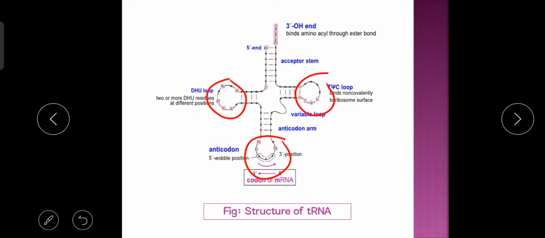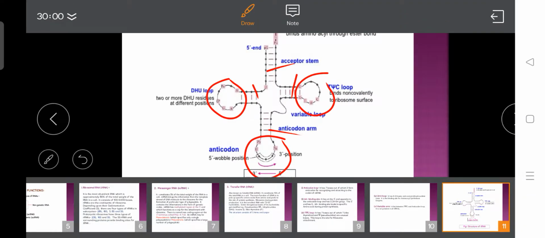Okay, these are loops, whereas these are called the arms. So there are 3 loops present, and how many arms? There are 5 arms present. Okay, so move to the previous slide.